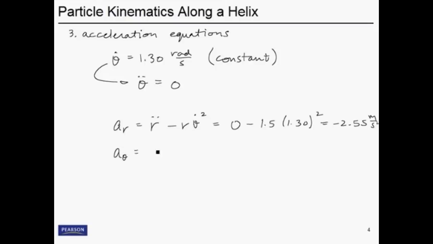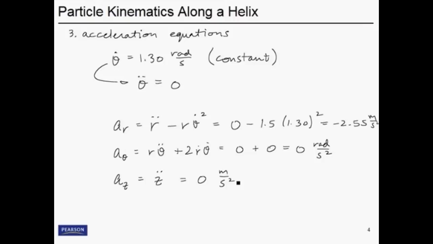A in the theta direction is r theta double dot plus 2 r dot theta dot. Theta double dot was 0. And then to that we add 2 r dot theta dot. r dot was 0. So that just turns out to be 0, in radians per second squared. And then a in the z direction is just z double dot. That's going to be equal to minus theta double dot over pi. So that just equals 0 meters per second squared.